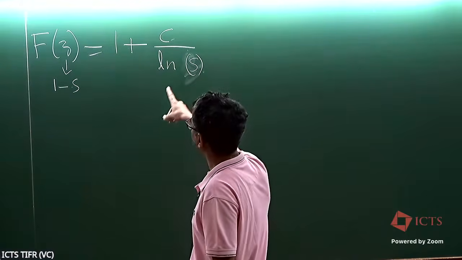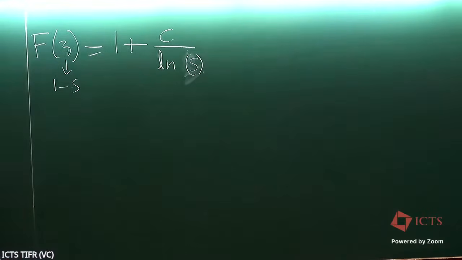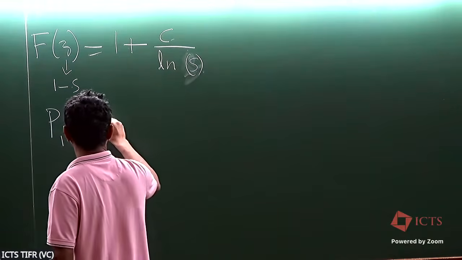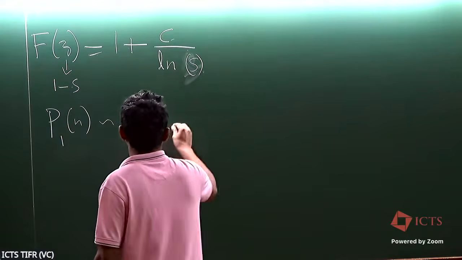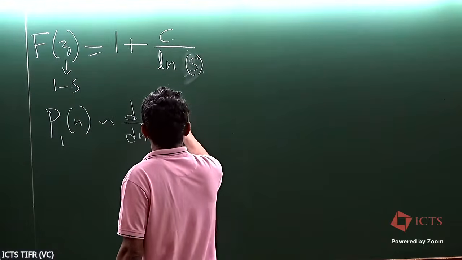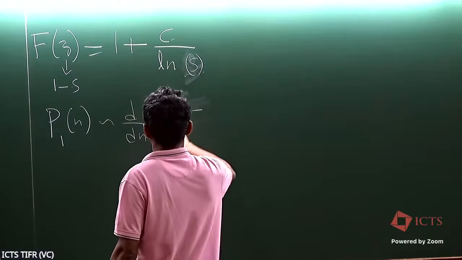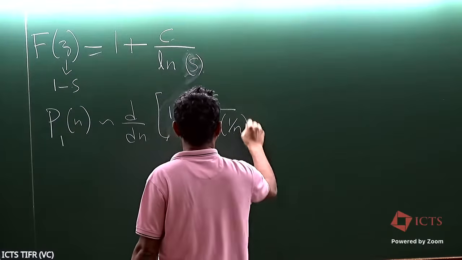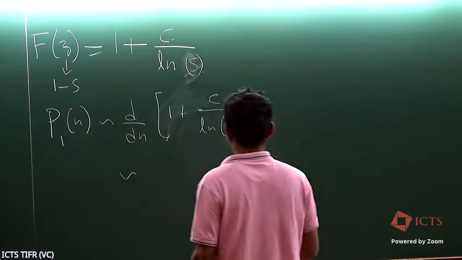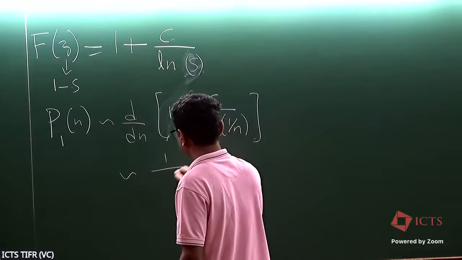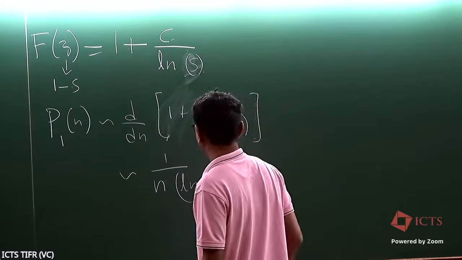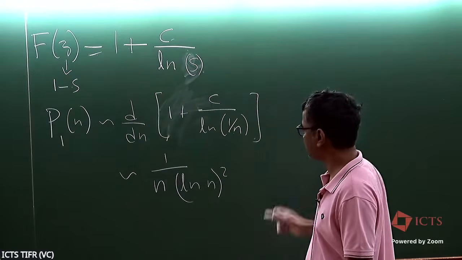And then we use this formula. An is the dn of this. So P1n goes as, so this is minus and plus, so 1 by. Okay, so this is the final result that we stated yesterday.